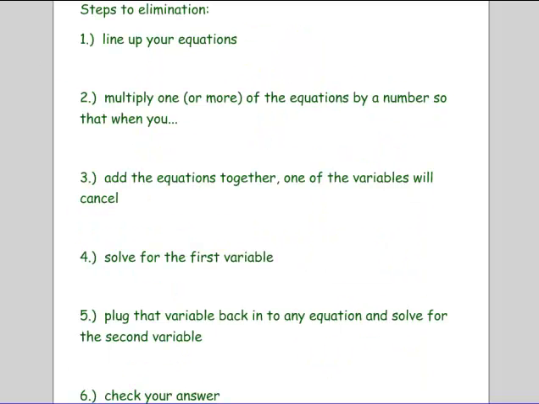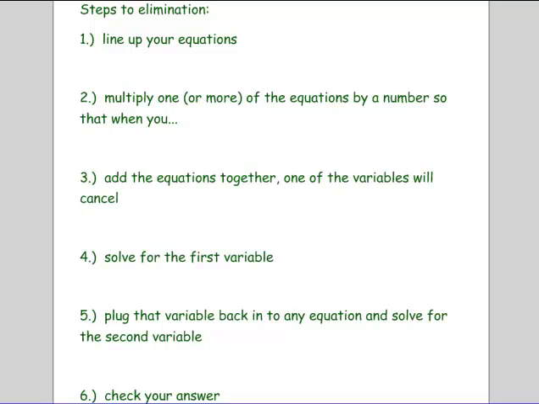Okay, our steps to elimination. Line up the equations. You actually have not seen that step yet. It's coming. The next question. Step 2. Multiply one or more of the equations by a number so that when you add the equations together, one of the variables cancels. And then solve for the first variable. Plug that variable back into any one of the equations and solve for the second variable.